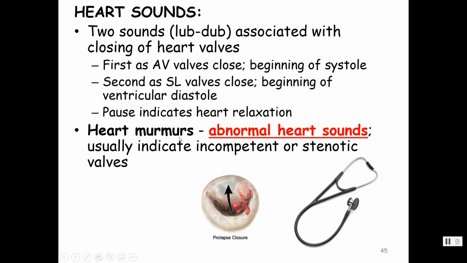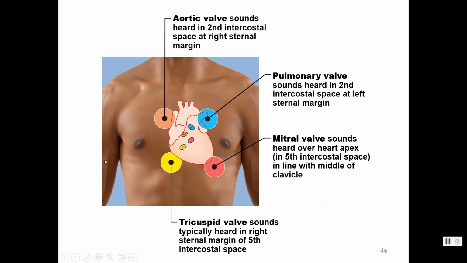The term heart murmur means any abnormal heart sounds, and we listened to some of them already. Usually they're going to indicate an incompetent or a stenotic valve, so either a leaky valve or a stiff valve. Like I said, when blood moves through the heart smoothly, without that backing up of blood, then normally you just hear really crisp heartbeat sounds. And we listened to some of those already.